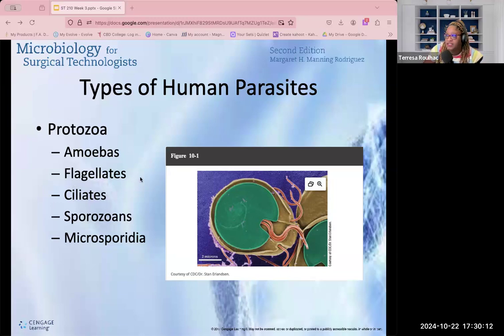We have flagellates. They have that whip-like tail that helps them with their movement. We have, kind of bringing them all down, ciliates or ciliophorans. They have numerous hair structures like cilia, and that's how they get their movement. We have sporozoans, generally non-motile. They're very slow, especially when they get into the adult form. And microsporidia. These are intracellular parasites and they have protective spores around them.